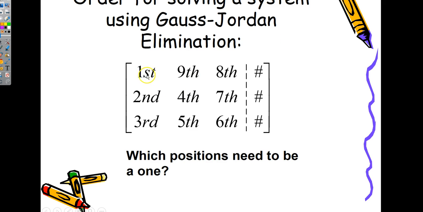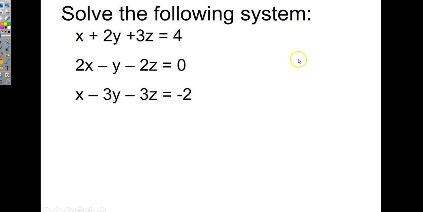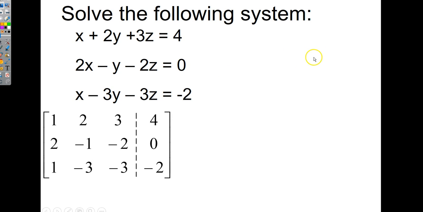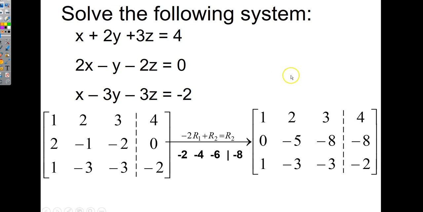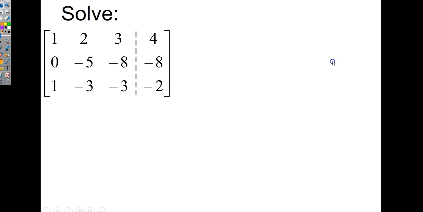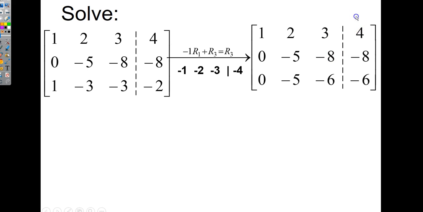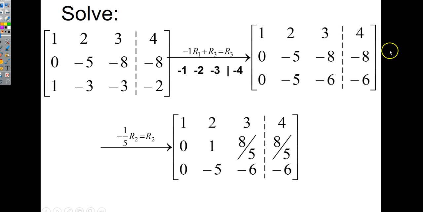The first, fourth, and sixth would need to be 1s. Solve the following system. Okay, this one is doing it by Gauss-Jordan. So I'll go through here, and if you need to see me do it in class, I will.